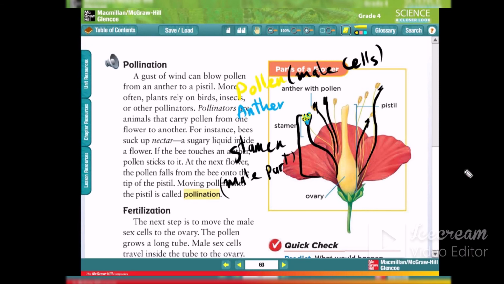Let's go to another part of the plant that's called the female part. In the middle, that is the female part. All of the female part from here to there is called pistil. The pistil is the female part of the plant.